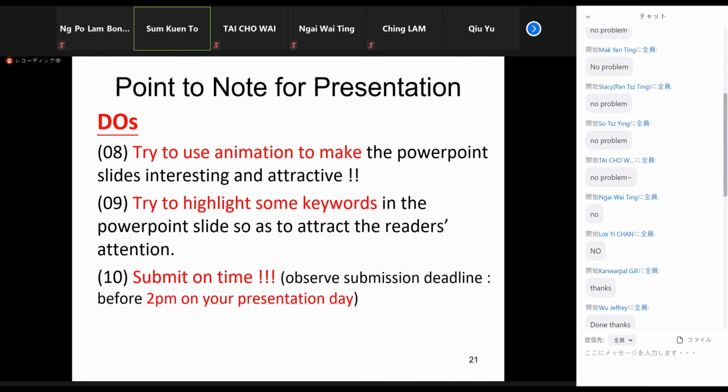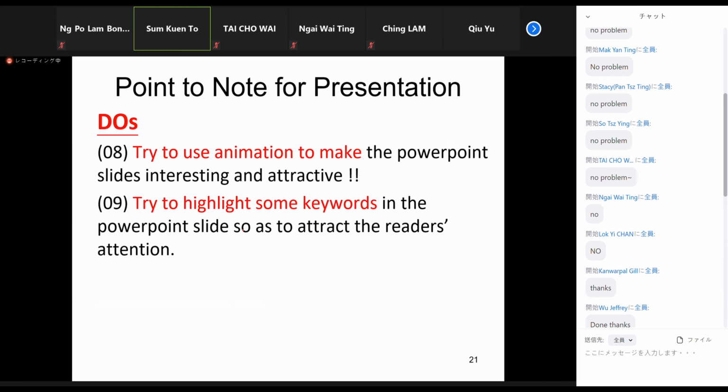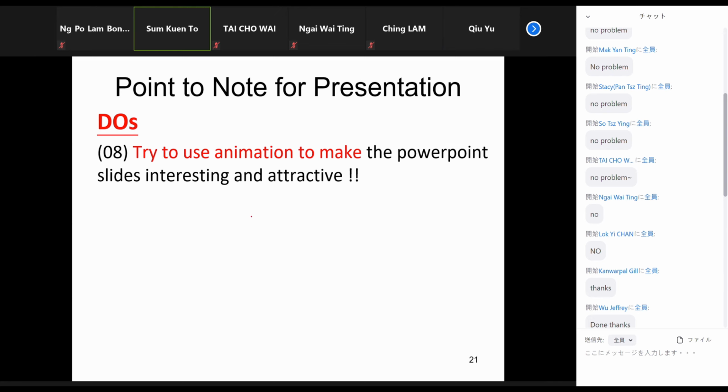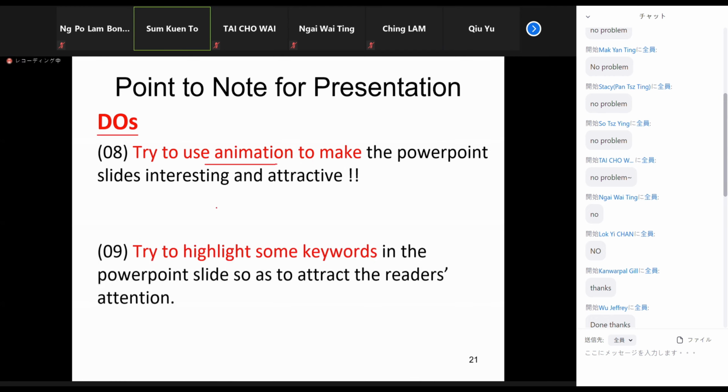pop up one by one, so that people can follow you. Okay, you can use animation. This is the sample, the role model. What I'm doing now. Apart from animation, you can add in pictures and try to highlight some keywords.